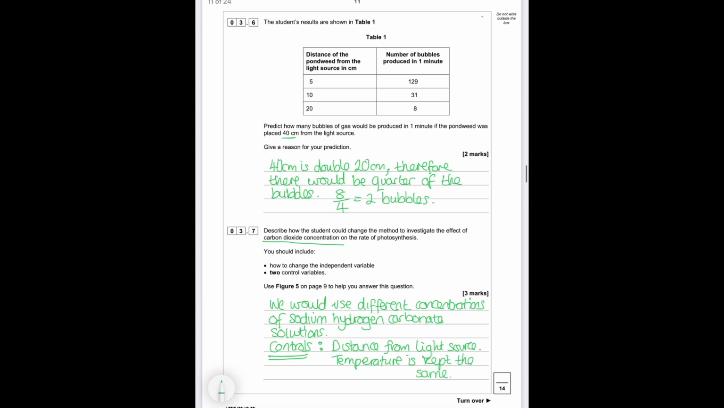There are other things that we could have as the controls. For example, we could say that we need to use the same plant. We could also say that we need to make sure that the time is the same.